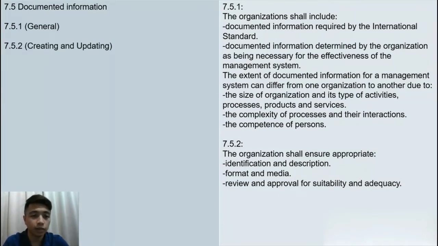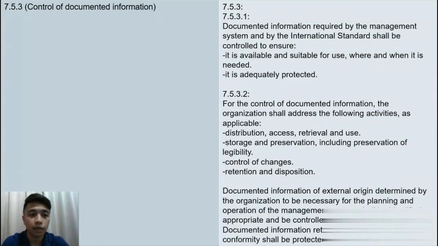And then about creating and updating, it states that the organization shall ensure appropriate identification and description, for example, the date and title. Next, the format and media, like what language they use in the document. And lastly, they shall ensure appropriate review and approval for suitability and adequacy. And then 7.5.3 is about control of documented information.